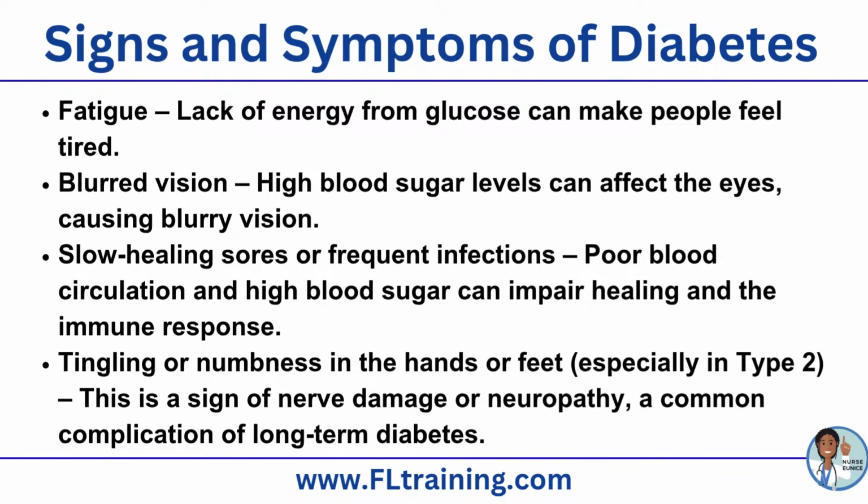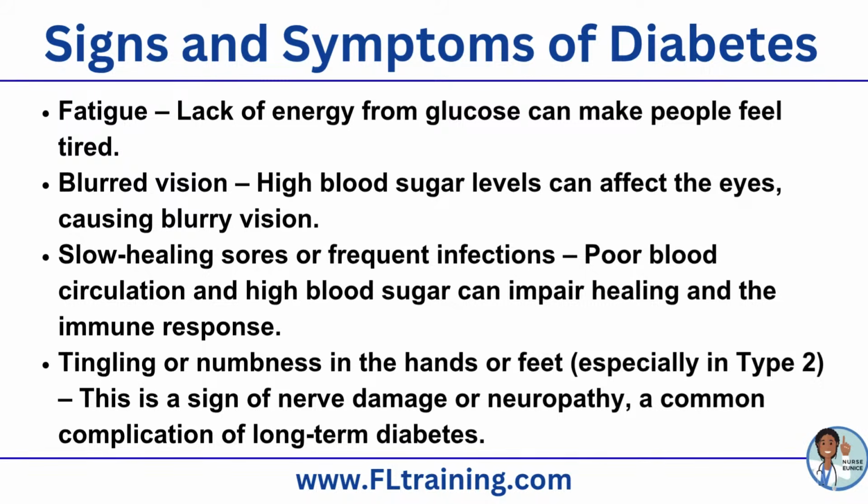Fatigue or lack of energy. Remember, if you don't have sugar, well, you're going to feel tired, okay? Blurred vision. I want you to write this note because you may see this again. Hint, hint. High blood sugar levels can affect eyes. And so whenever someone's sugar is high, a symptom that they could have would be blurry vision.